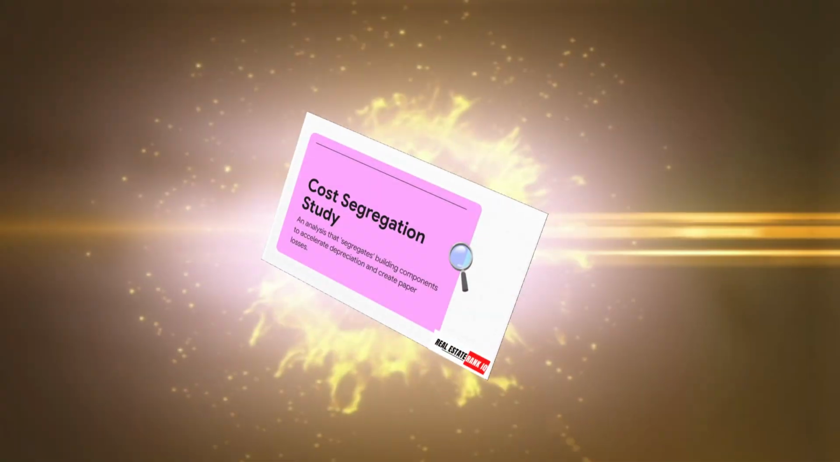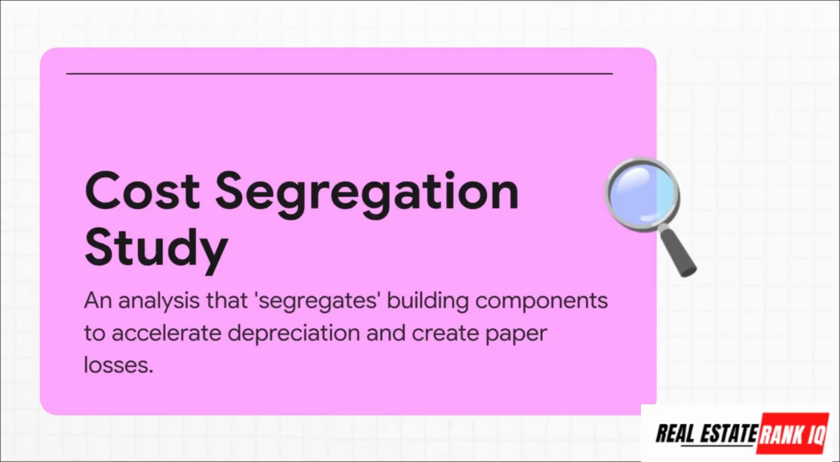It's full of components, carpets, appliances, cabinets, light fixtures, all stuff that wears out way faster than the foundation. A cost segregation study is an engineering-based analysis that basically picks the building apart on paper. It identifies those shorter life components so you can accelerate their depreciation, sometimes taking a huge write-off in the very first year using bonus depreciation.